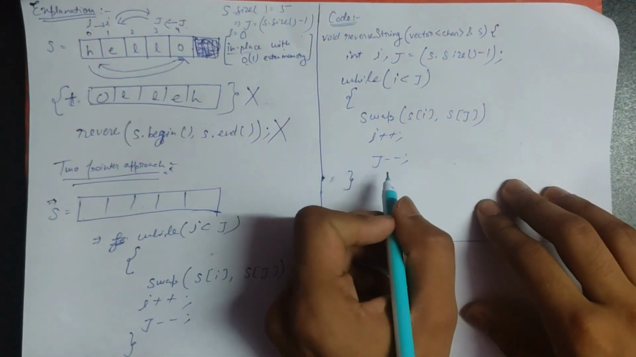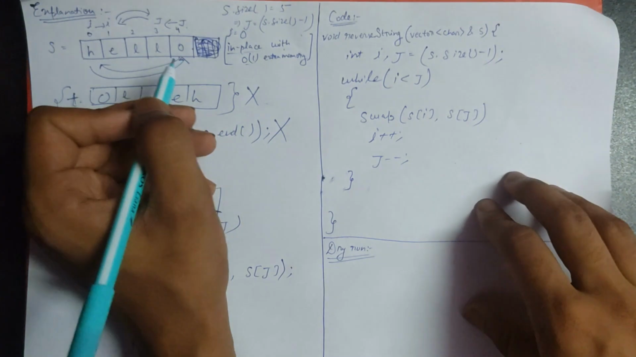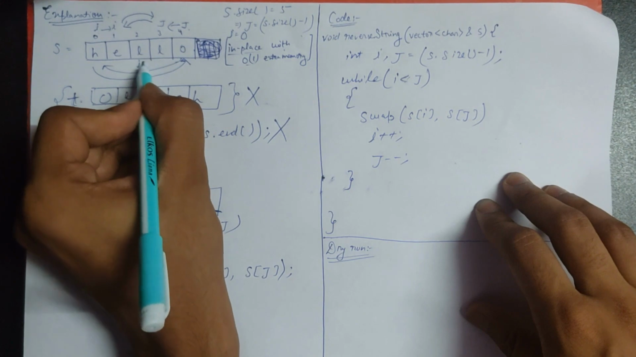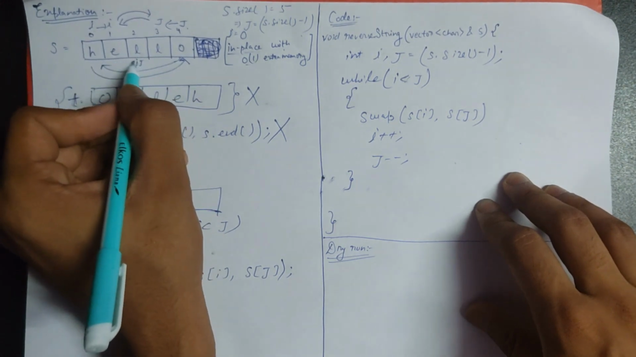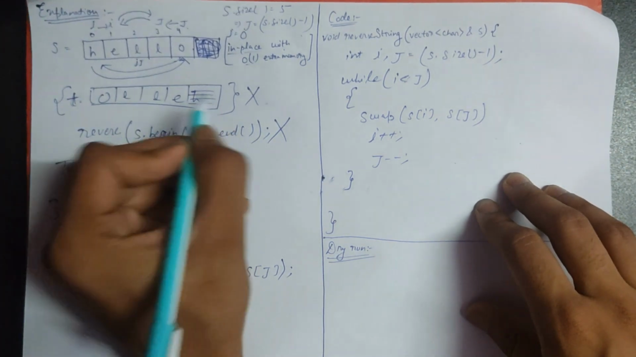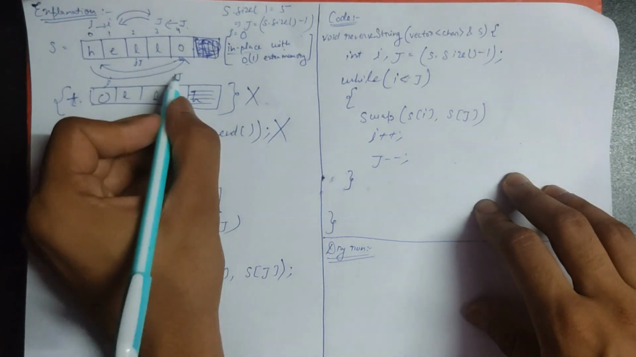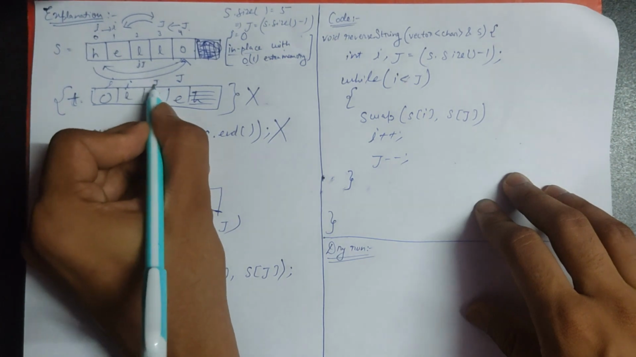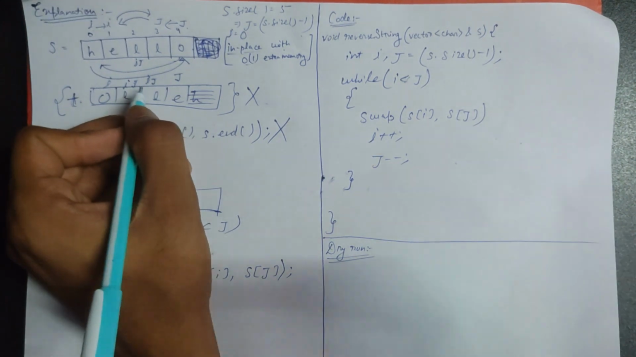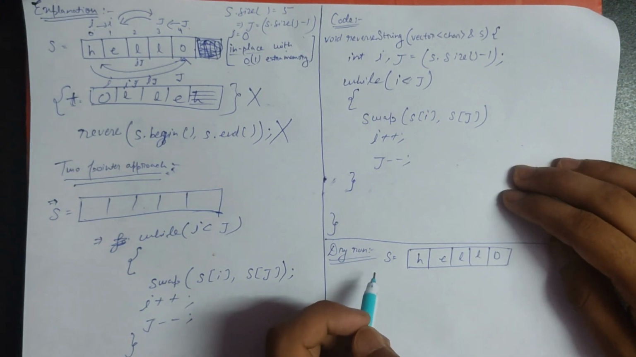And this code will work for both even and odd array sizes, as we are using i less than j. If the size is even, when i and j both come to this point, it will no longer swap any characters and the loop will be terminated. And if the array size is odd, let's say the size is this, so i is initially here, j is initially here, and after swapping the first two characters, i will be here, j will be here, and after swapping the second characters, i will be here and j will be here. So the loop will terminate. Let's do a dry run to understand the code thoroughly.